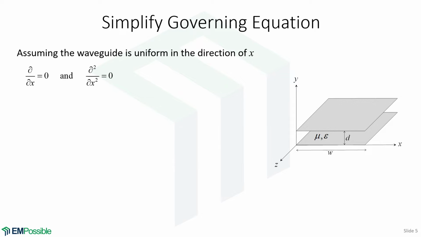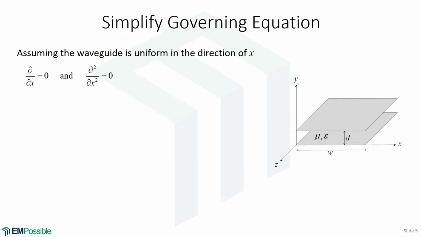So let's look at our parallel plate waveguide. It is perfectly uniform in the X direction. We're also letting our mode propagate in the Z direction, so there's not even any phase being accumulated in the X direction. So literally nothing is happening in the X direction for our parallel plate. That means any derivative in the X direction has to be 0.